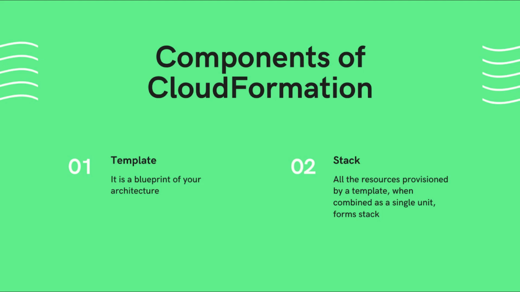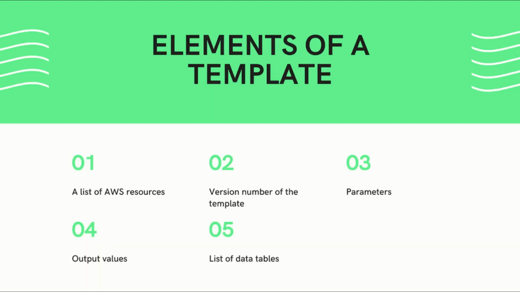A template is like a JSON or YAML file that lays out the blueprint of your entire architecture. This is the document that you upload to AWS and it provisions resources. A template has its own elements, namely the resources that you want to provision along with your configurations. Keep in mind that resources are the only mandatory part of a template. Apart from that, you can have your version number, as mentioned earlier, to apply version control to your architecture.